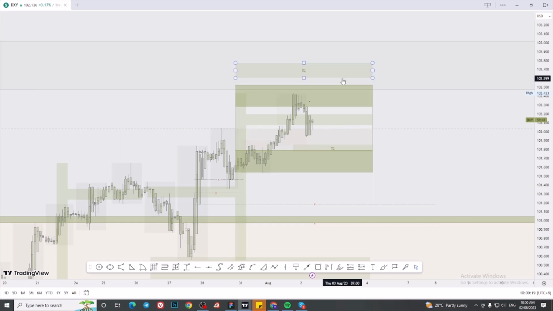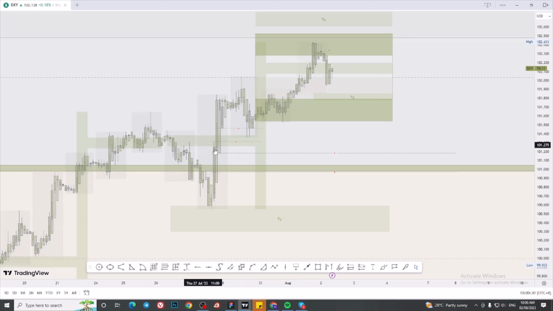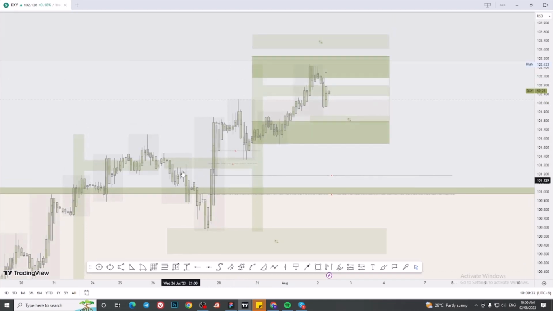So in my own strategy, I will consider this a fake breakout. It will dump from here and then automatically fly because these bars are very bullish bars. This bar is a very bullish bar.